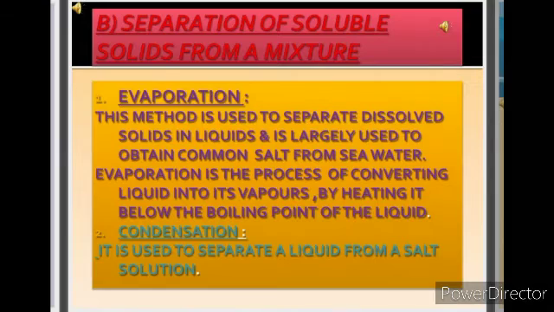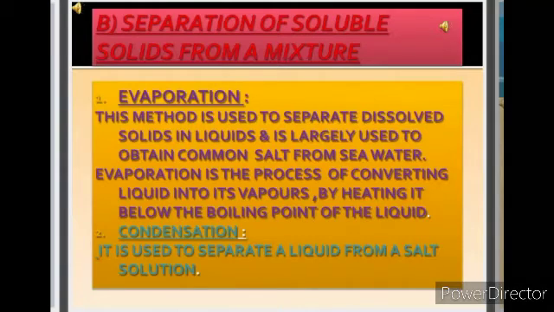So here's the process: evaporation and condensation. What is the evaporation process? This method is used to separate dissolved solids in liquids and is largely used to obtain common salt from seawater. This is the process through which salt is obtained from seawater. Evaporation is the process of converting liquid into its vapor by heating it below the boiling point of the liquid.